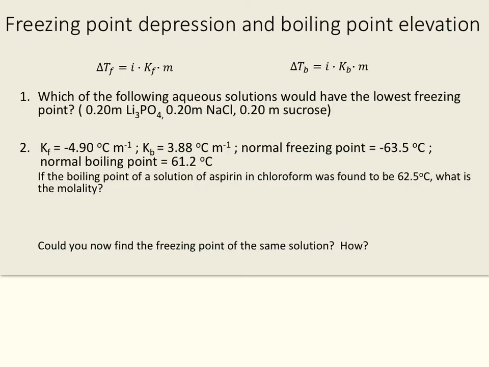Okay, so freezing point depression and boiling point elevation calculations. Which of the following aqueous solutions would have the lowest freezing point? So if we look at these, remember here's your formulas. Delta T of the freezing point times i, and that's the van 't Hoff factor. Okay? And then we have the freezing point depression constant K times, remember this is molality, not molarity, molality.